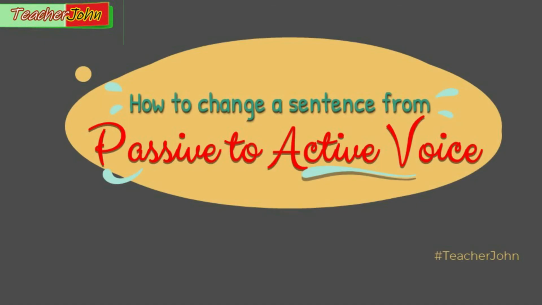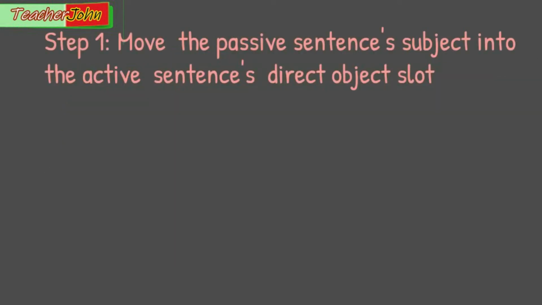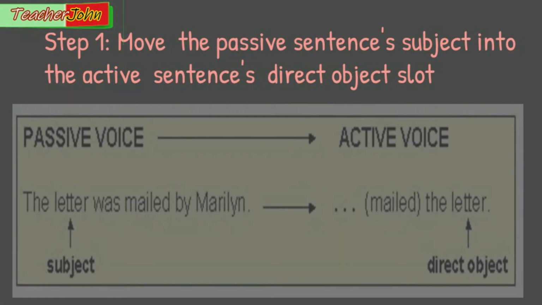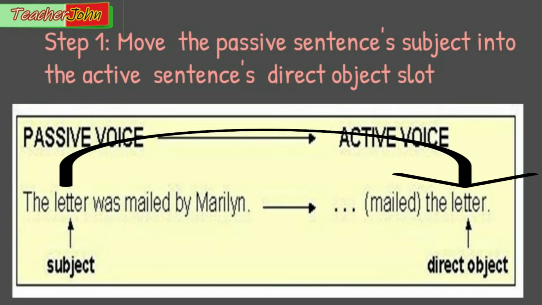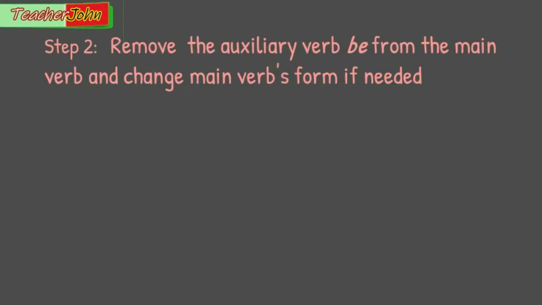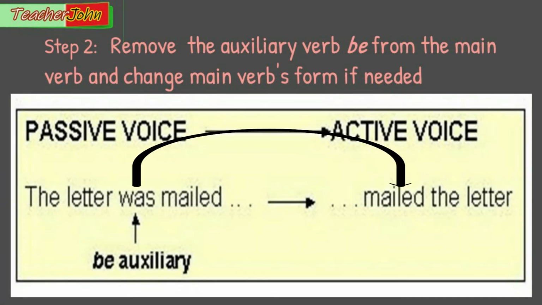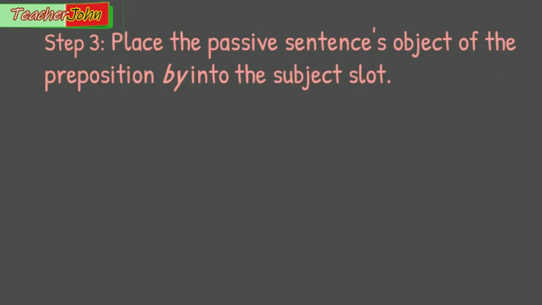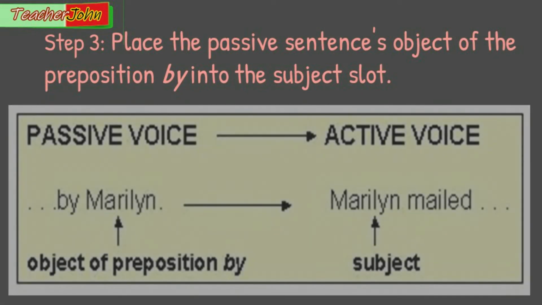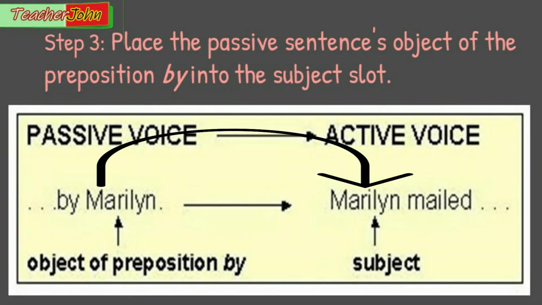To change a passive voice sentence into an active voice sentence, simply reverse all the steps. Step number one. Move the passive sentence's subject into the active sentence's direct object slot. Step 2. Remove the auxiliary verb be from the main verb and change the main verb's form if needed. Step 3. Place the passive sentence's object of the preposition by into the subject slot. It's as easy as that.